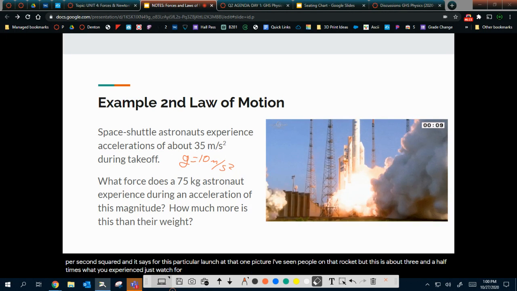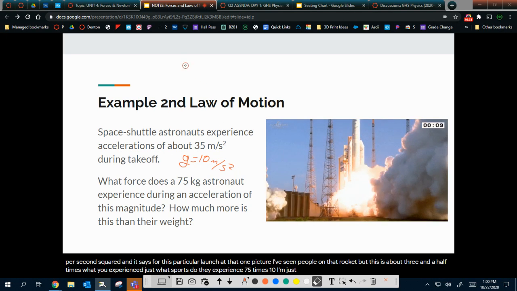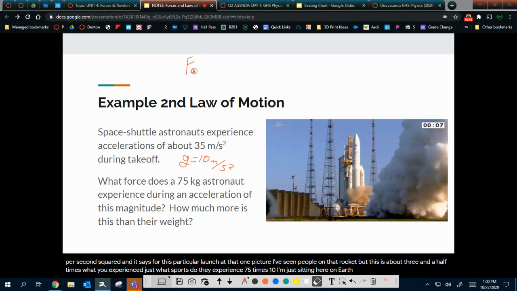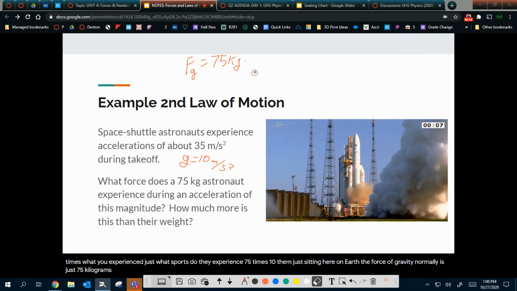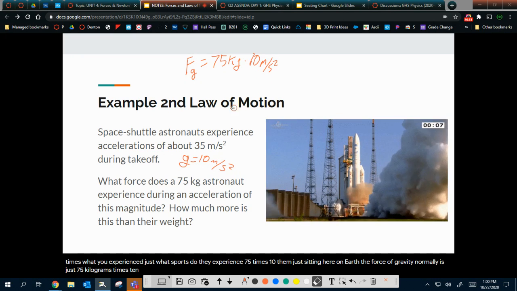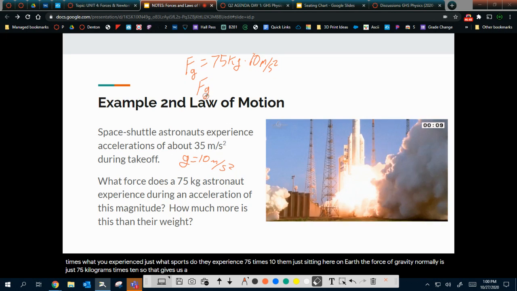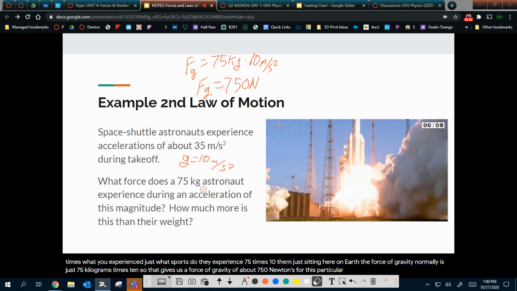So how much force do they experience? Well, if we take 75 times 10, them just sitting here on Earth, so force of gravity normally is just 75 kilograms times 10. So that gives us a force of gravity of about 750 newtons for this particular astronaut.